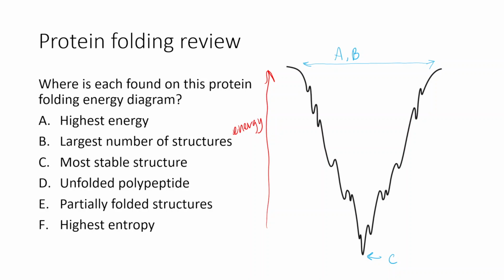Okay. So who can tell me for D, where is the unfolded polypeptide? Exactly. So we have our unfolded polypeptide, which is the largest number of potential structures because it's completely unfolded. It can do anything at this point. So for part E, where are the partially folded structures? Anywhere in the middle here that's not the top or not the bottom, here are all of our partially folded structures.